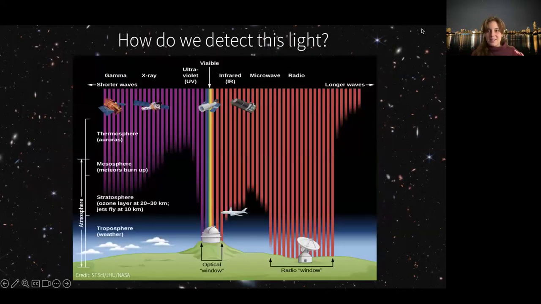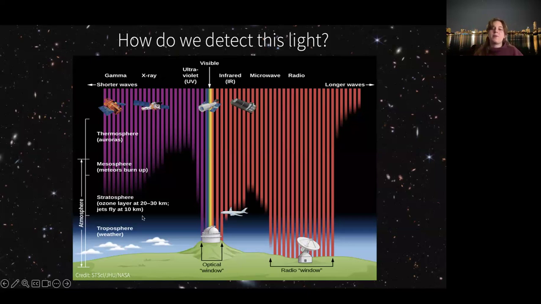Now, talking about actually detecting this light, I like to bring up this schematic, which I think nicely illustrates what you can and cannot observe from the Earth. Sorry for the confusion, but the wavelength axis is flipped, so the shortest wavelengths are on the left-hand side. The gamma rays, the most energetic radiation, are on the left of this plot, and the radio, the least energetic, longest wavelength radiation, is over here on the right-hand side.